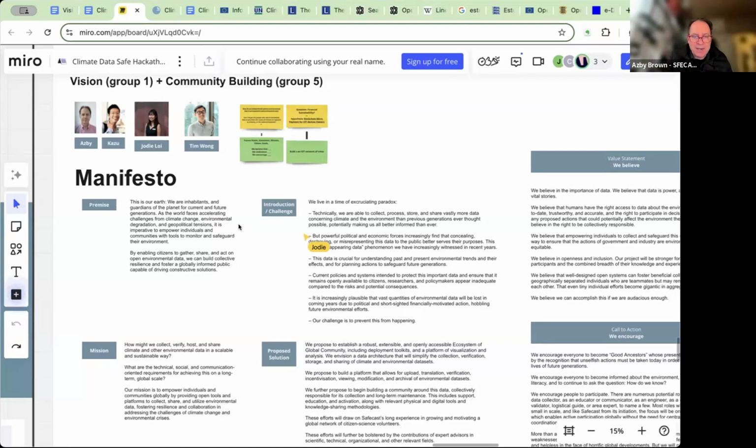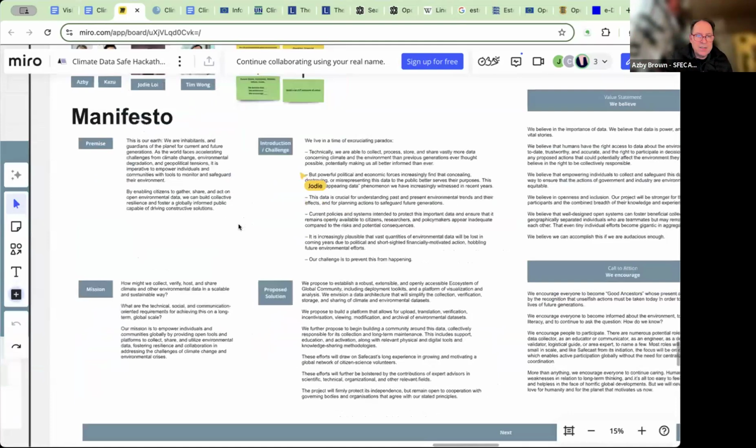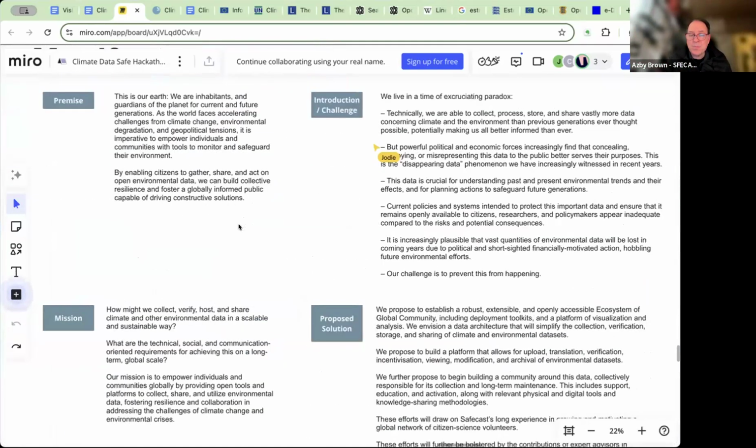But so yeah, manifesto, we begin with a premise. I won't read the whole thing. Maybe I could, but yeah, this is our Earth. We are inhabitants and guardians of the planet for current and future generations. This is Jody's text, right? As the world faces accelerating challenges from climate change, environmental degradation, and geopolitical tensions, this part is Tim's text, right? It is imperative to empower individuals and communities with tools to monitor and safeguard their environment. By enabling citizens to gather, share, and act on open environmental data, we can build collective resilience and foster a globally informed public capable of driving constructive solutions.